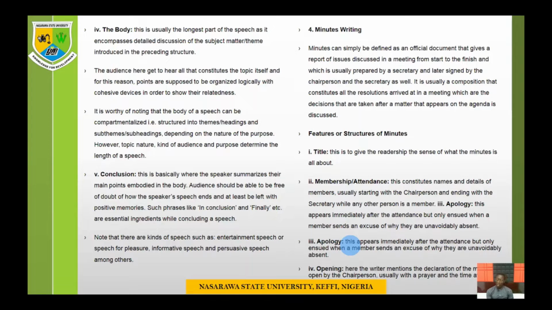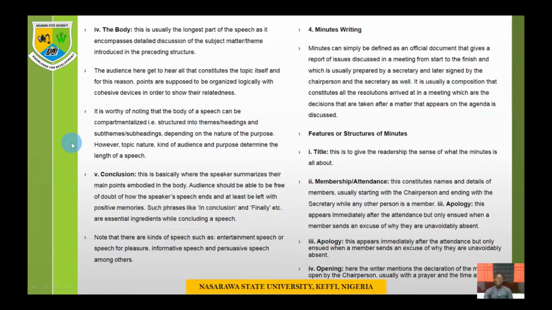Then the next one is absence. Those that are members of the particular board who are not present, therefore they cannot be captured under attendance, and who did not send apology, that is, they do not notify their reasons for being absent. Then you mention the names of those members who are absent and do not send anything like apology. It is very important. But apology and absence as structures may not be there. It depends on whether we have people that sent apology or people who are absent. If everybody is present, then no need of all these things, but membership must be there.